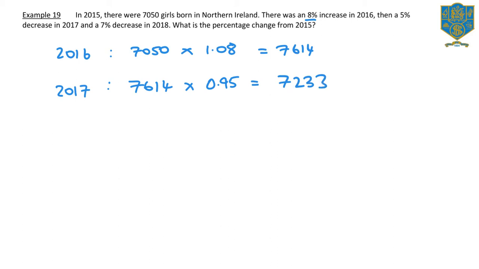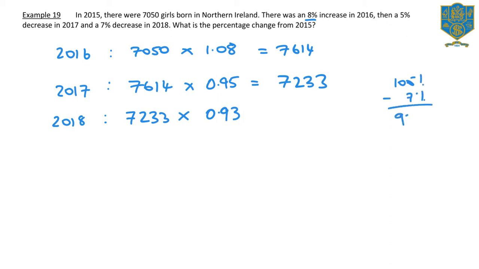And then in 2018, there was another decrease, so that's going to be 7,233. This was a 7% decrease, so our multiplying factor is going to be 0.93. So we've got 100%. Take away 7% is 93%, so the multiplying factor is 0.93. And that's 6,727. So there were 6,727 girls born in 2018.